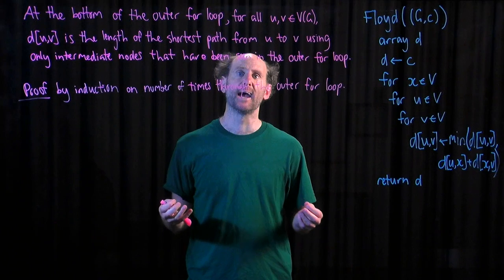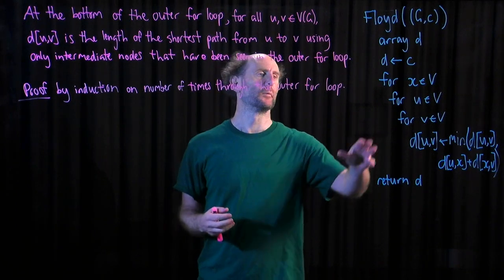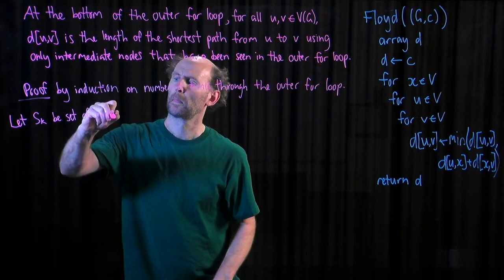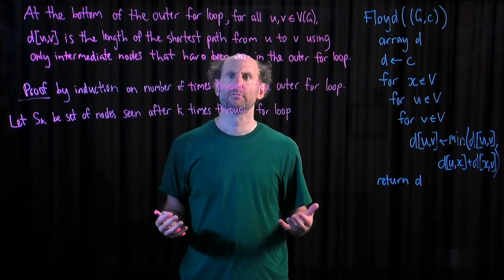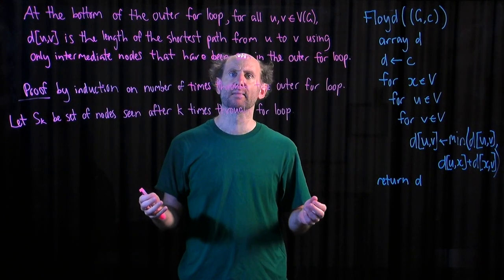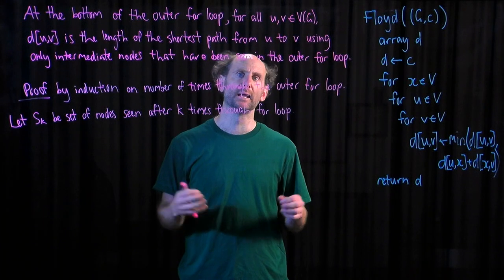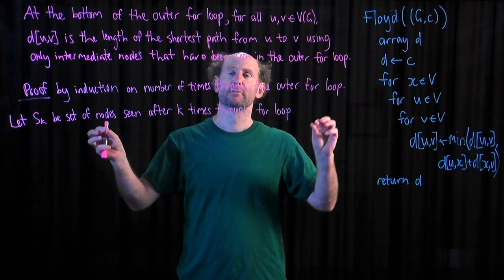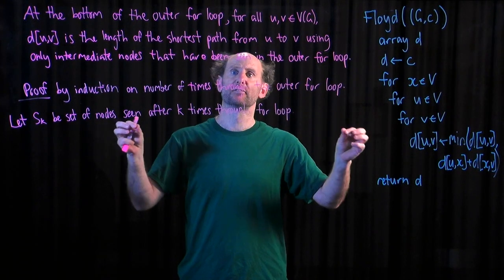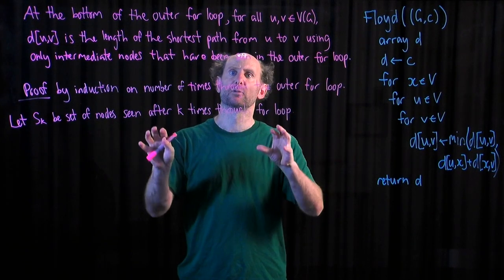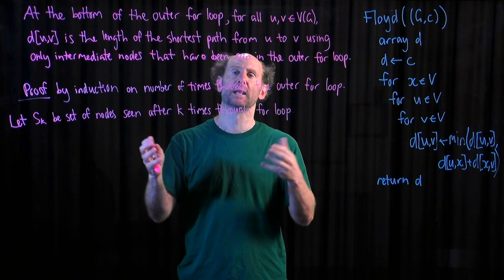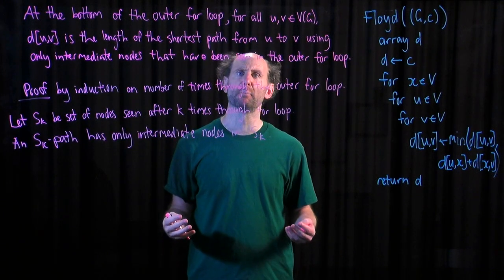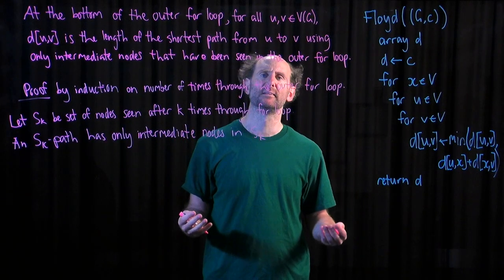We'll let S_k be the set of nodes that we've seen after k times through the outer loop. And we'll define an S_k path to be one whose intermediate nodes belong only in S_k. So if we've got a path from u to v, anything that is not u and v belongs to S_k to be an S_k path. And we'll say that the lowest weight S_k path has cost d_k.